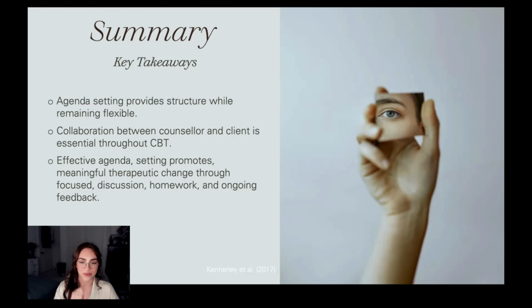Effective agenda setting promotes meaningful therapeutic change through focused discussion, homework, and ongoing feedback. Ultimately, effective CBT agenda setting is not about rigidly following a checklist. It's about having a purpose, a goal or set of goals that are clearly articulated while maintaining a collective effort and creating a flexible structure that promotes the well-being of the client so that they can benefit from meaningful therapeutic work and successfully apply it to their everyday lives.